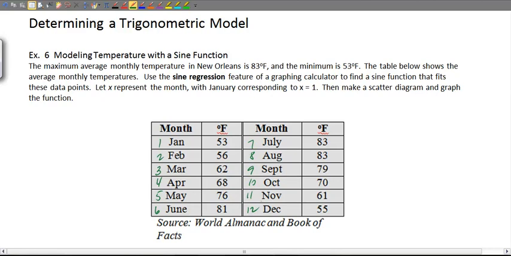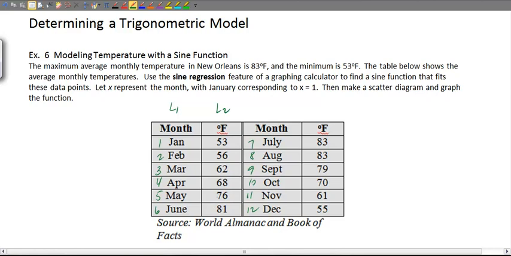So when we do a regression, we're actually going to be doing this based on some lists. So we're going to let the x values, or our independent variable, be the first list, or list 1, and the temperatures, which is our dependent variable, would be list 2. So in other words, these are the x's and these are the y's.